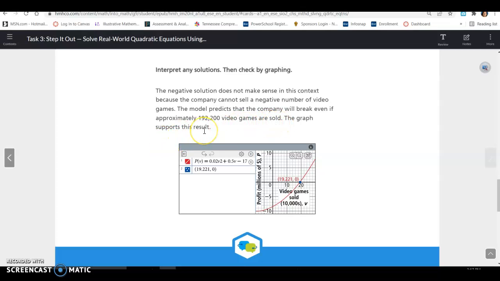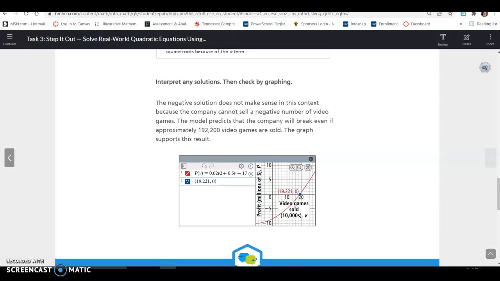The graph supports this. So if you graph P of V, this is your equation for profit, okay? And then we want to know when it's going to hit 0 or break even. This is your x-intercept. So you can see this is your 0 here on the y-axis, so this would be your x-intercept. So it says approximately 10,000 video games. If you round that up, it'd be approximately 10,000 video games need to be sold for them to break even or just start to make a profit.